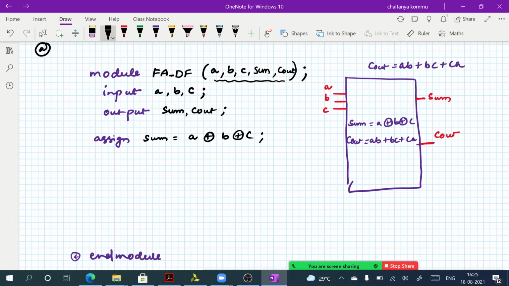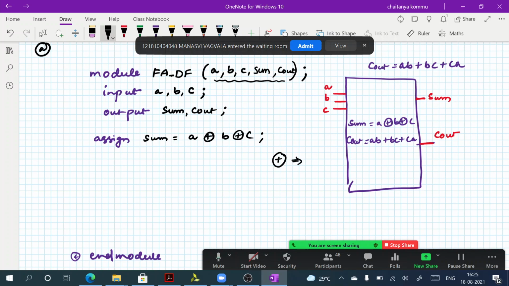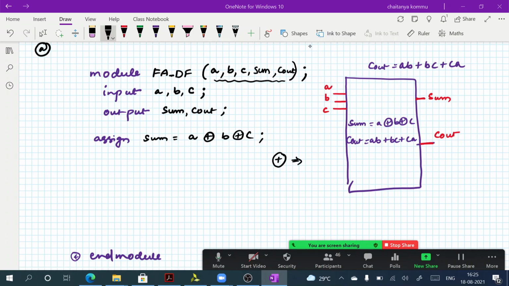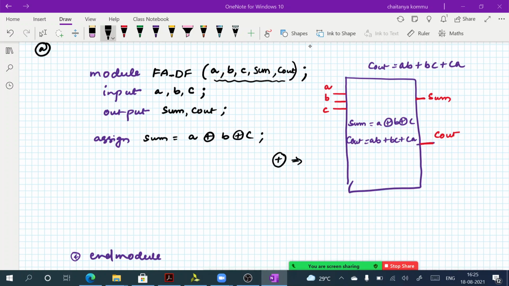So the XOR symbol is actually a Boolean equation related operator. But we have to use the Verilog operators here now. These are Boolean operators, please remember that. But from the Verilog point of view, we have to use Verilog operators. So this is the inversion symbol, and this is the XOR operation.